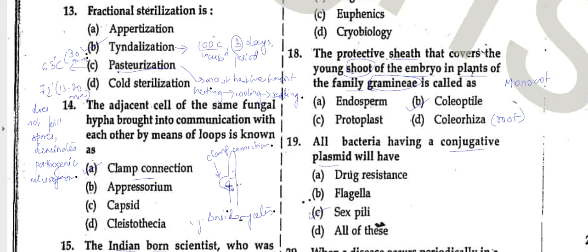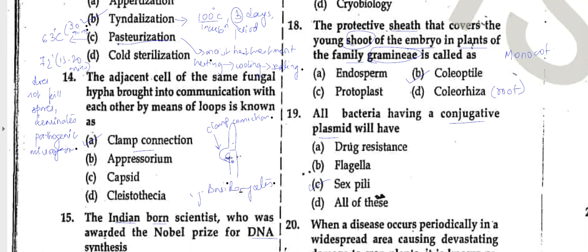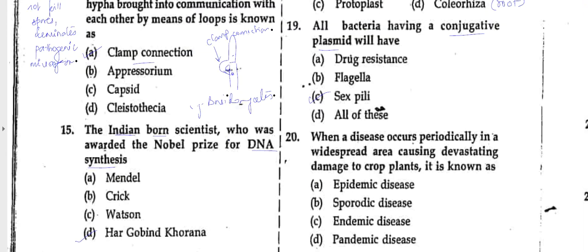Number 20 is, when a disease occurs periodically in a widespread area causing devastating damage to the crop plants, it is known as. First of all, it is periodically widespread, causing devastating damage to the crop plants. What will it be? It will be epidemic disease, because it occurs periodically in a widespread area.